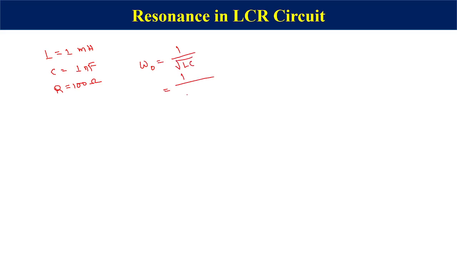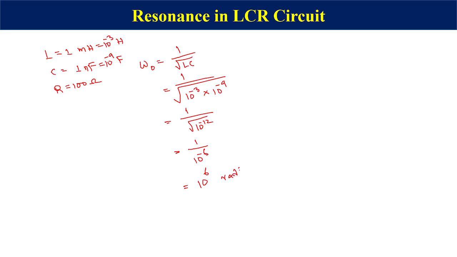So that we can get very easily: square root of 10 to the power minus 3, because this is in millihenry which you have to convert into Henry. You will get 10 to the power minus 3 Henry multiplied by 10 to the power minus 9 Farad, because this is a nanofarad. Now this is going to give us square root of 10 to the power minus 12, and once the square root is taken, it becomes 10 to the power minus 6. So we take this much radian per second as my frequency, and now this is the resonant frequency.